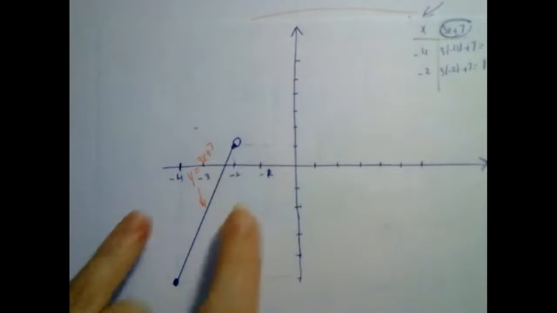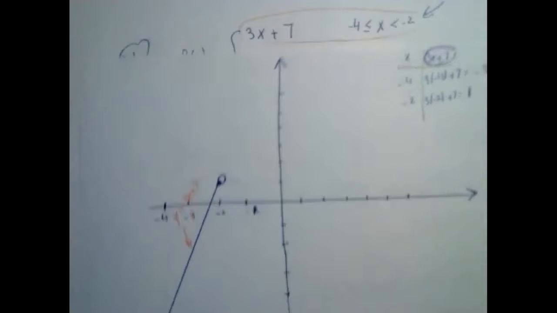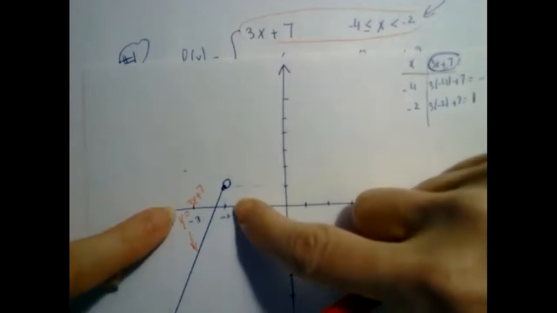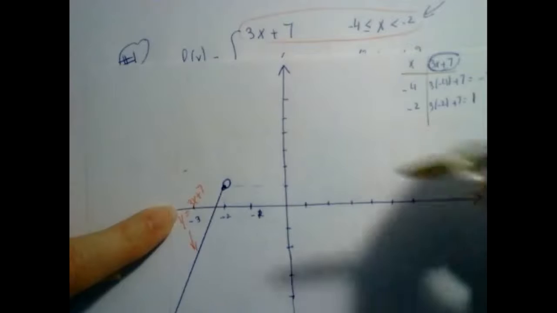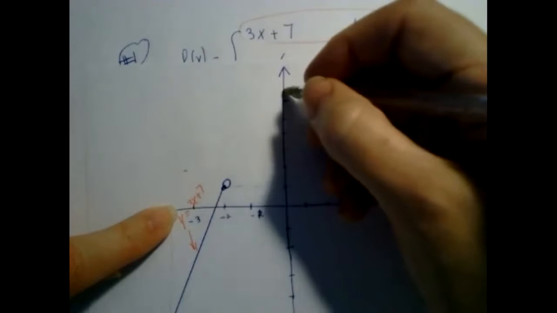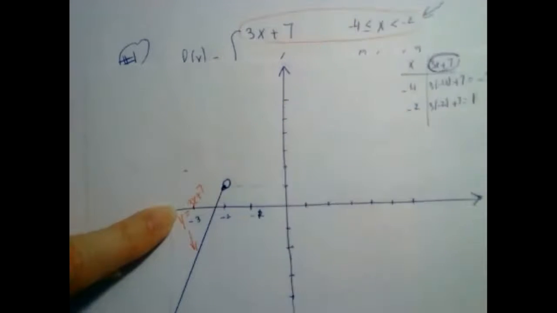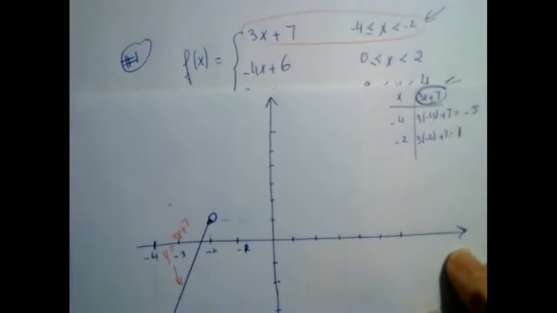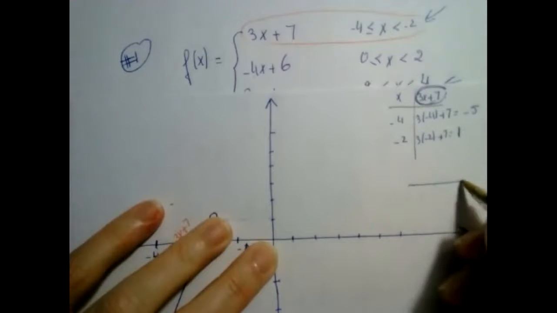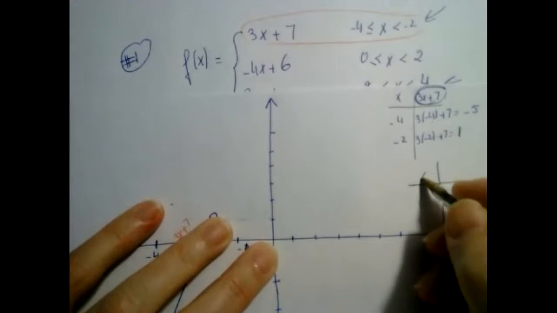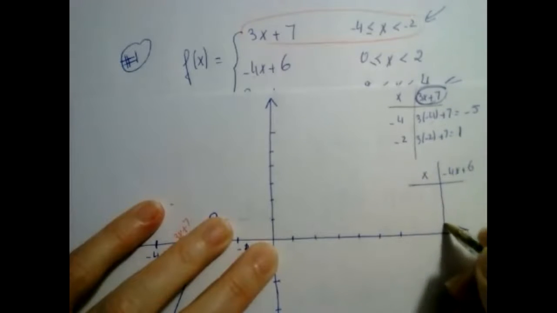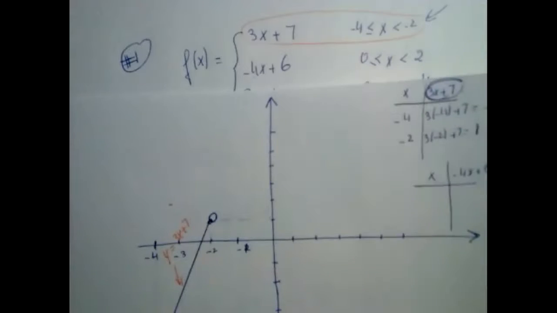Okay, so I repeat, the reason I took between -4 and -2, because that's the formula. It holds only between those two. So if I take 0 I get 7, but I cannot include this piece because that's how the problem is set up. Now the second piece, between 0 and 2. So now I'm going to draw the second line. -4x plus 6. Now we know that this is a line. So now we need 2 points.